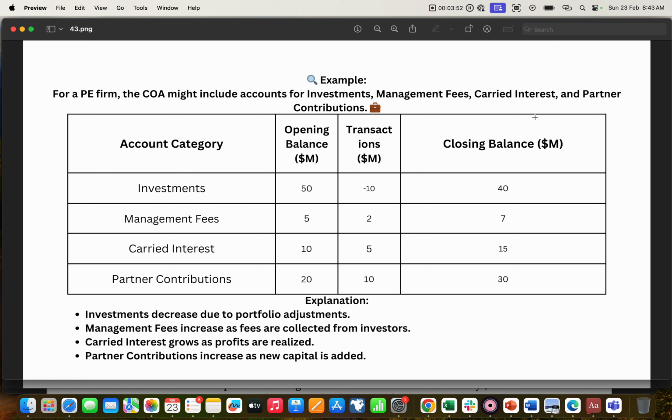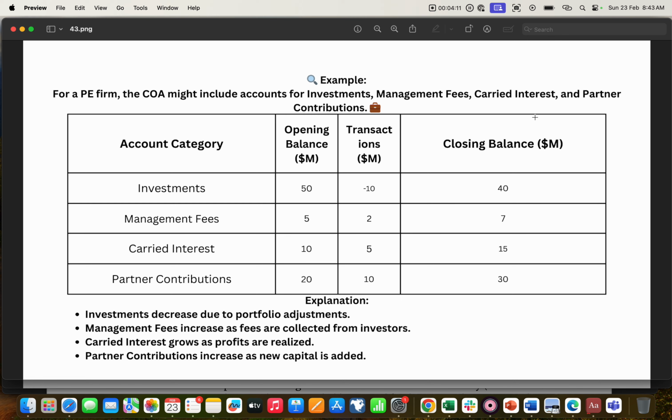Investment opening balance is 50 million and the transaction has been done for minus 10, meaning they bought or acquired something or maybe invested in some small thing. So the closing balance is 40 million. The management fee opening will be 25 million and the transaction is 2 million. The 7 million is the closing balance.